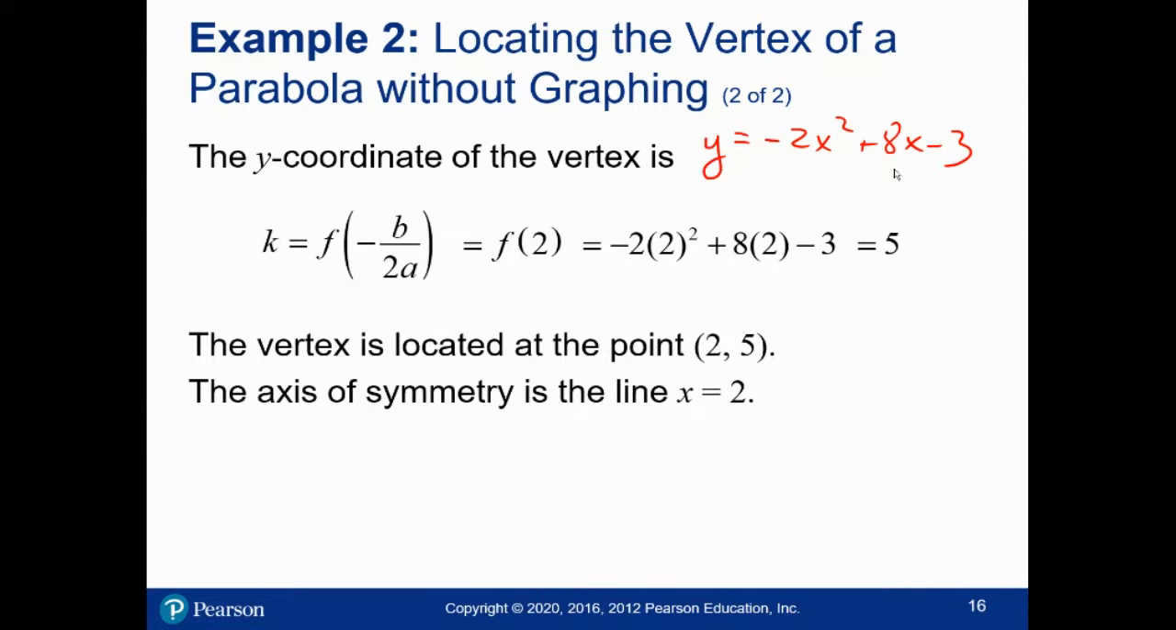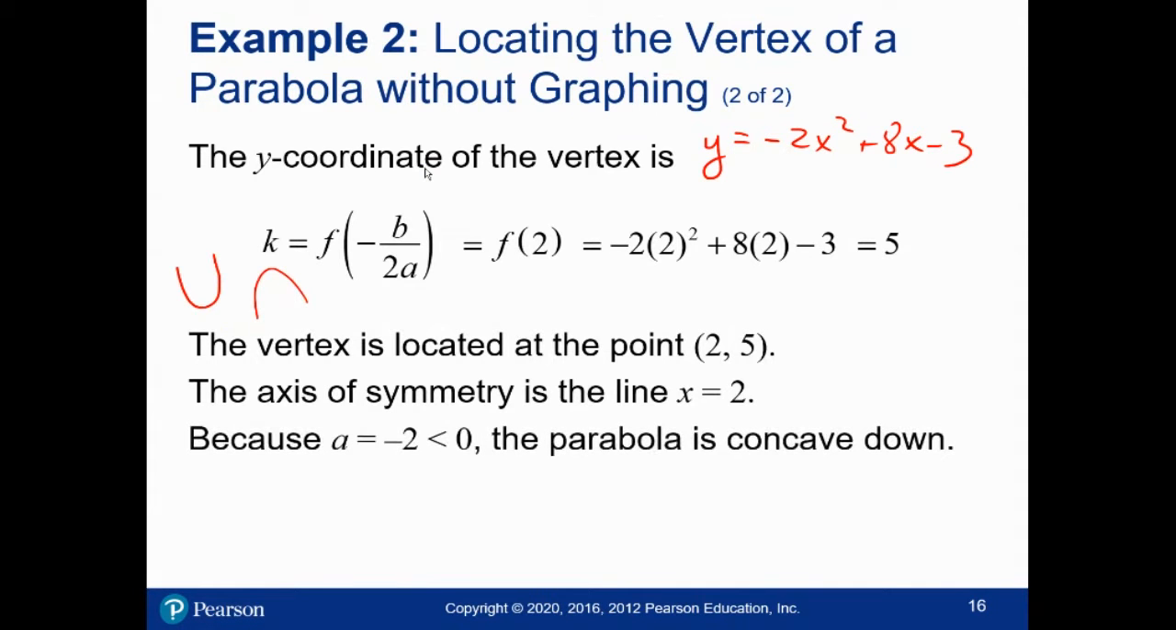Is this a minimum or a maximum? The vertex is either a minimum or a maximum, depending on whether the parabola is concave up, in which case it's a minimum. Okay, remember, concave up means this sort of shape, and then we'd have a minimum. Concave down means this sort of shape, and then we'd have a maximum. Which one is it in this case? Well, because a was negative, it's concave down, and we have a maximum.